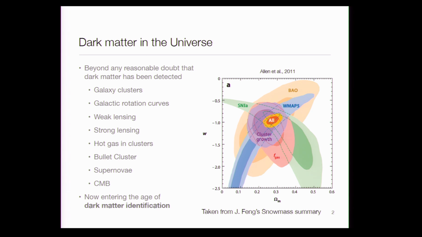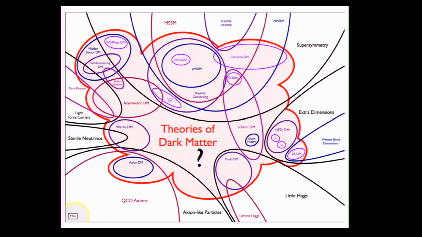Dark matter is really not only about galaxy rotation curves. We know that dark matter exists for many, many other reasons, and these are listed here. And according to Jonathan, we are now entering the age of dark matter identification, and I very much hope that this is true. This is the other slide I loved at the SNOWMASS meeting.